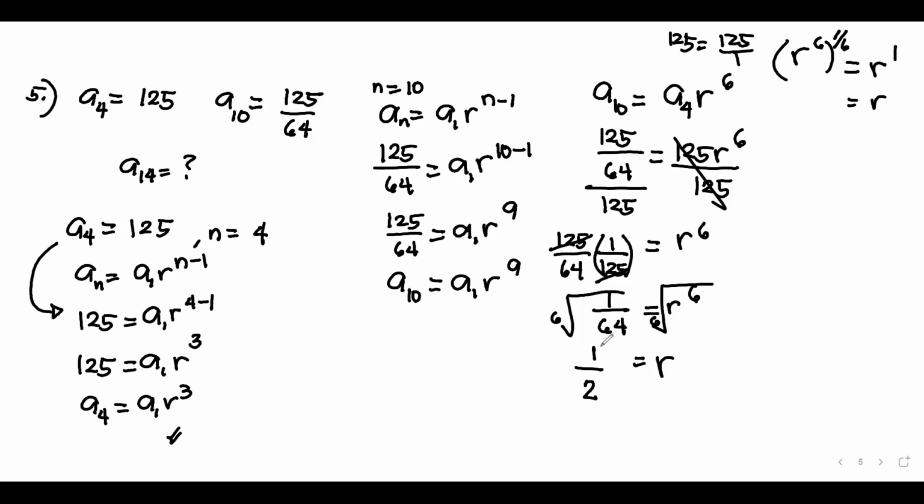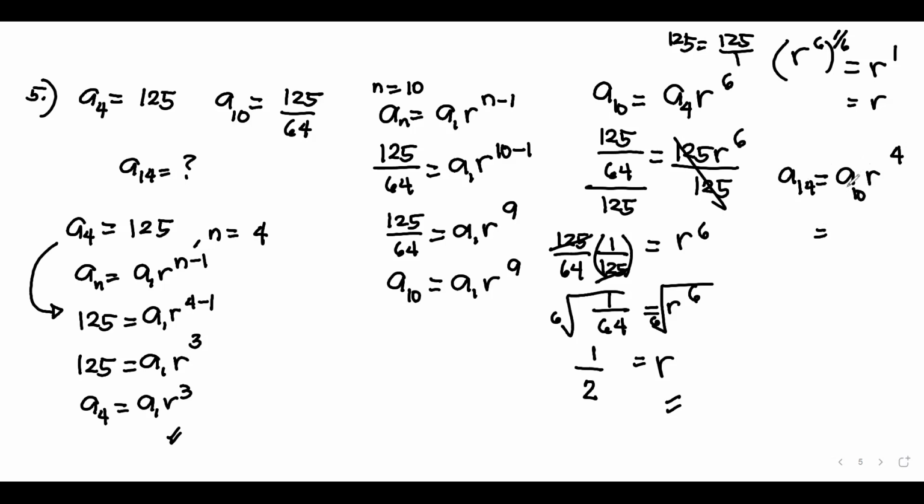So we multiply it 6 times. The answer is 60. So therefore, the value of r is 1/2. Since we already know the value of r, we're asked to find the 14th term. The 14th term is also equal to the 10th term multiplied by r raised to 4, right? Because 4 plus 10, the answer is 14.